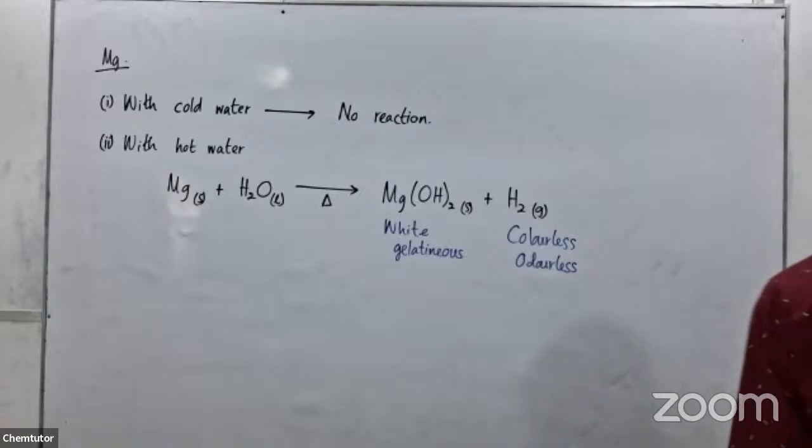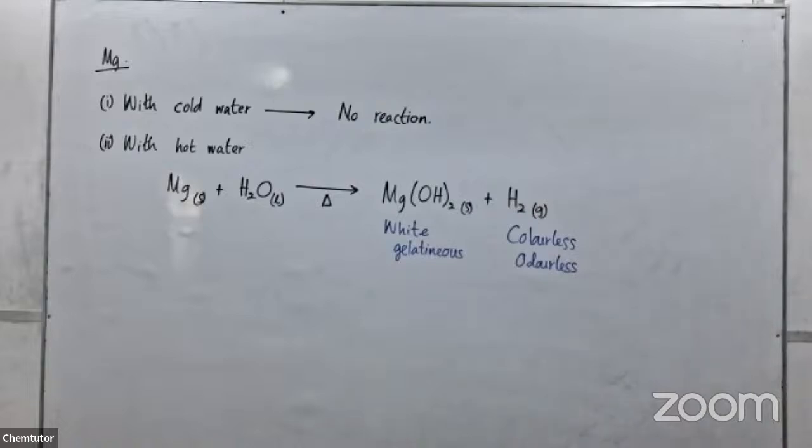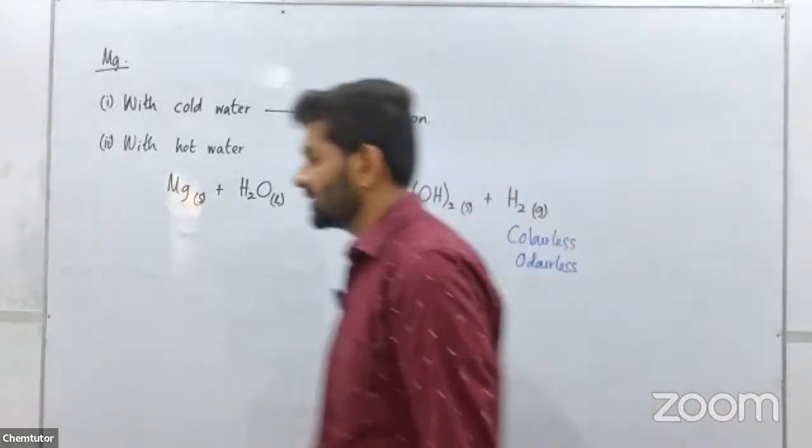Then in a new point, within brackets, you can write down the reactivity increases down the group.